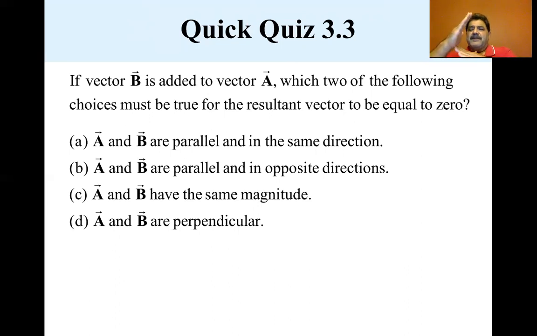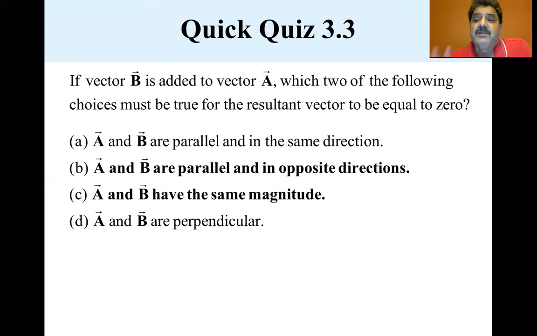And if they are perpendicular, then that's not going to give a resultant. You're going to get a resultant that's basically, I would say, a hypotenuse, but it doesn't necessarily have to be a right angle. So the answer is there's two, B and C. They are parallel and in opposite directions, and they have to have the same magnitude.